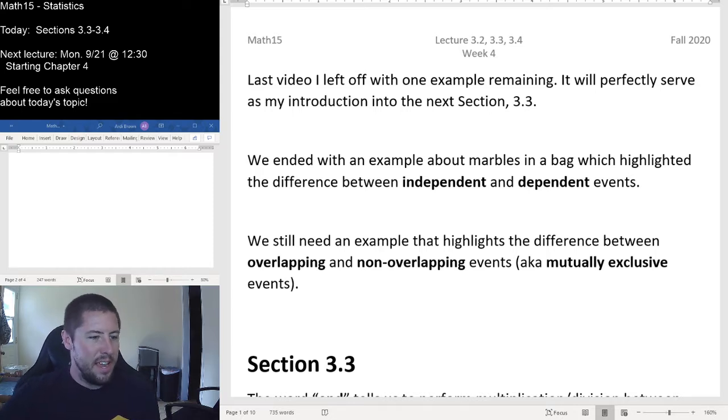It is Tuesday here. We're looking at our second video of the week, covering our chapter 3 topics in probability. We're going to pick up today right where we left off yesterday. Yesterday, I was talking my way through a couple examples, and I decided to leave off the last example for today. It's going to perfectly serve as our introductory example to get us rolling.